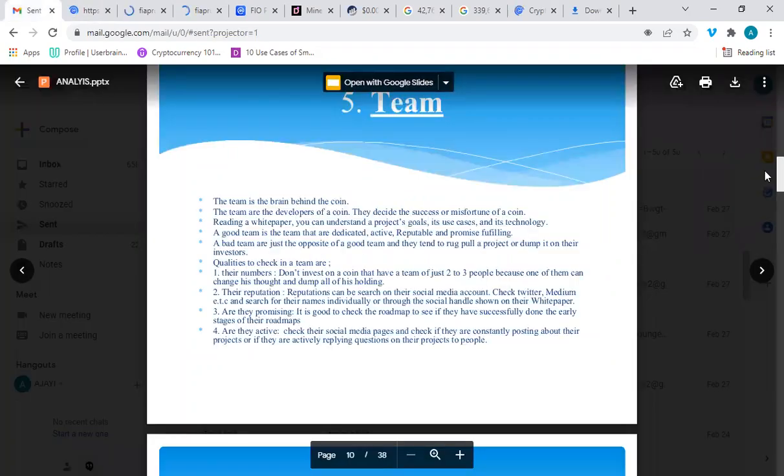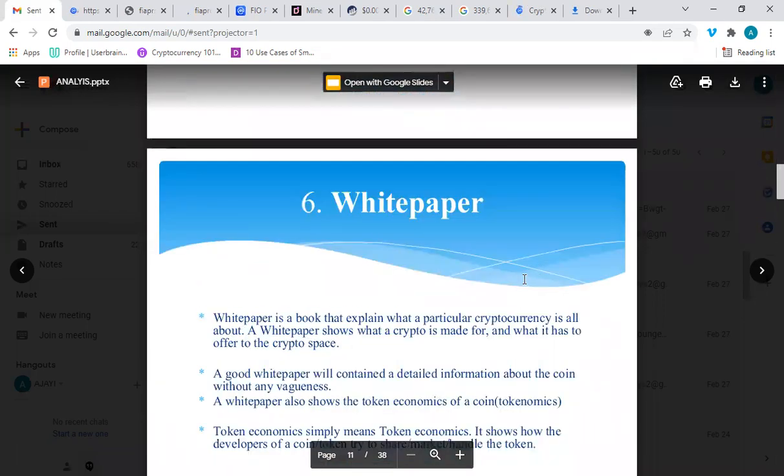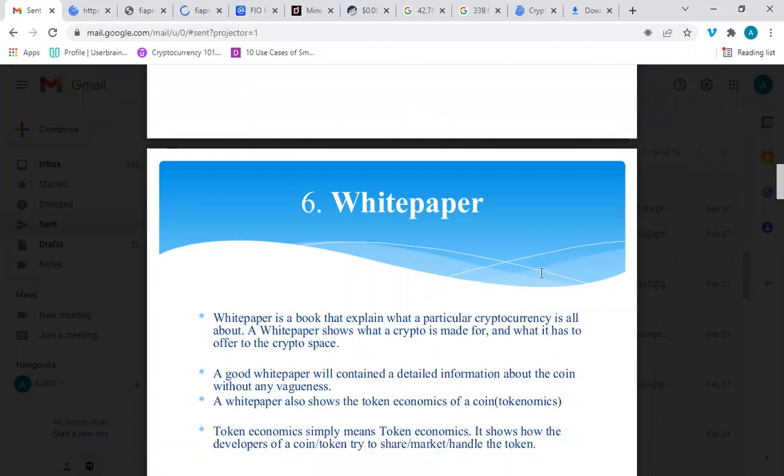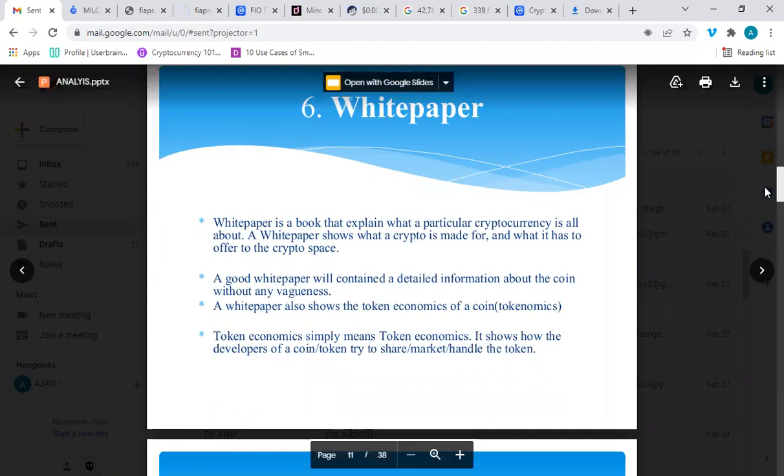Now, the next thing to check is the white paper. A white paper is a book that explains what the crypto is all about. It shows what the crypto is made for and what it has to offer. A good white paper will contain the details of the coin, and it also contains tokenomics. Now, let me explain tokenomics. Tokenomics means token economics. It shows the buy and sell of the coin.